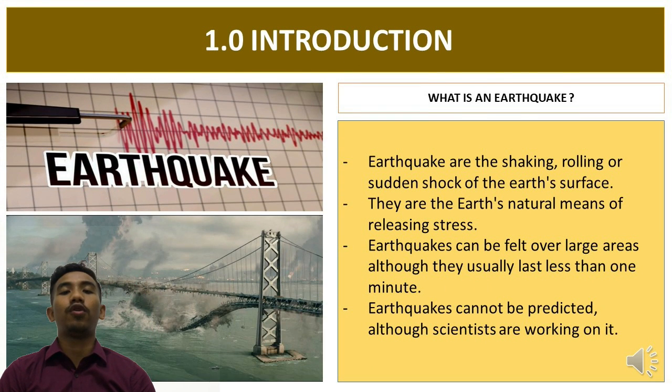I go to the introduction, which is earthquake. What is an earthquake? An earthquake is a shaking underground, which happens below the soil level. It is a natural means of releasing stress under the ground. Earthquakes can be felt over a large area, although they usually last less than 1 minute. And earthquakes cannot be predicted, although scientists are working on it.